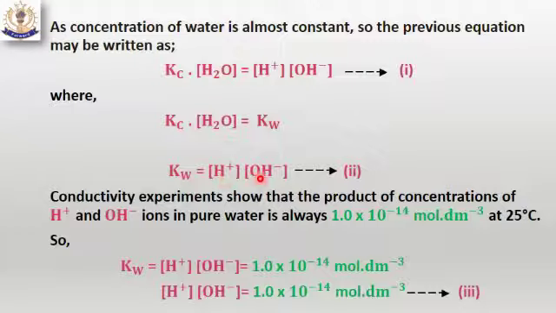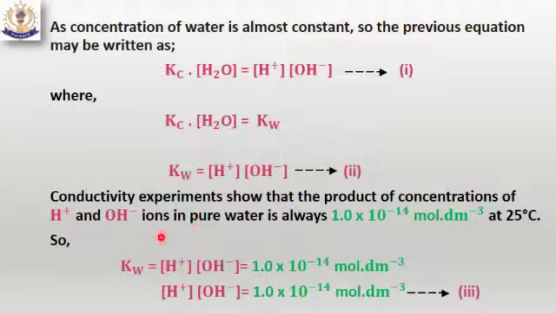By conductivity experiments of pure water, it is calculated that the product of molar concentration of H plus and OH minus ions in pure water is always 1 into 10 raised to power minus 14 mole per dm cube at 25 degrees centigrade. Now, what are conductivity experiments? By conductivity experiment, we can check the ability of water to conduct electric current.